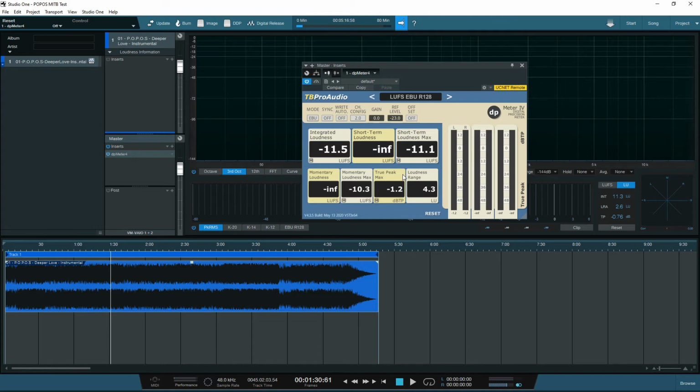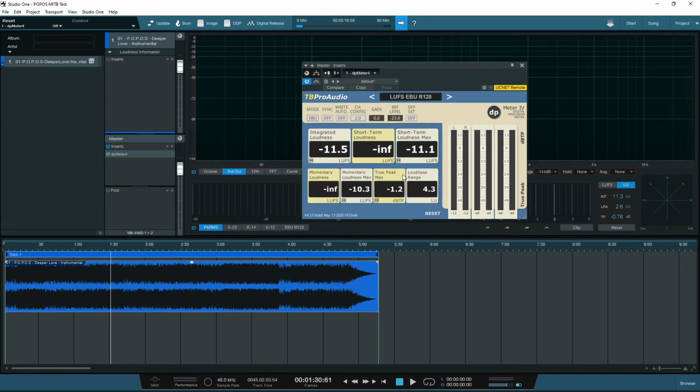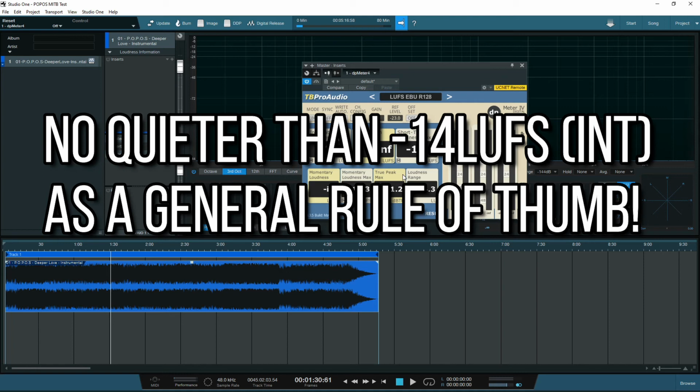I hear this a lot, and so many people have so many opinions about loudness levels, some good and some bad. My approach is summed up perfectly by the words of the super talented mastering engineer P.O.P.O.S, in that she described the role of a mastering engineer as being responsible, and that we should apply our judgment of loudness responsibly. This is very much the approach that I take. I will not master music to quieter than -14 LUFS integrated as a general rule of thumb.